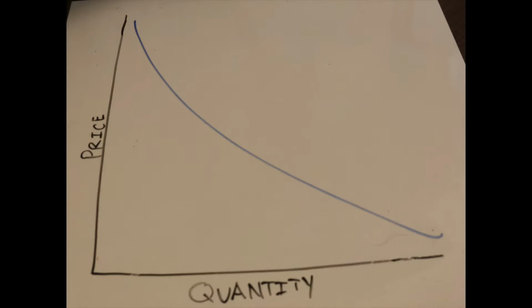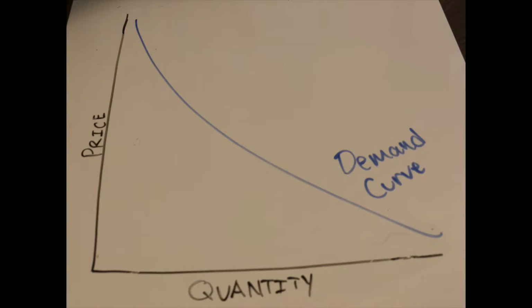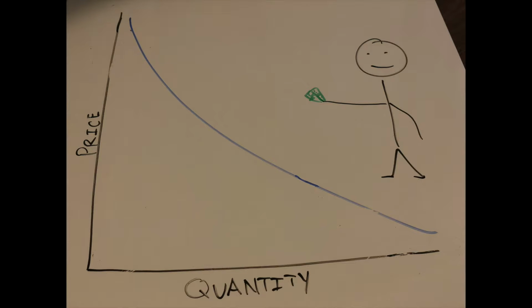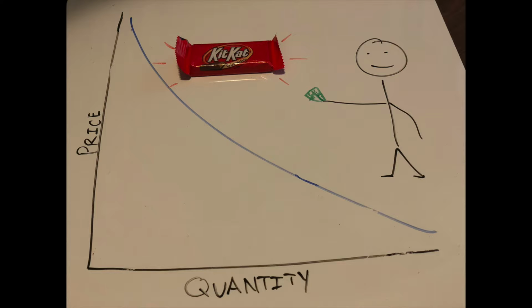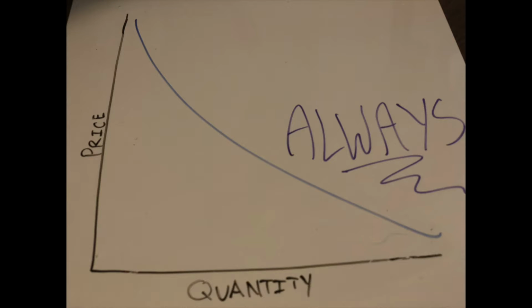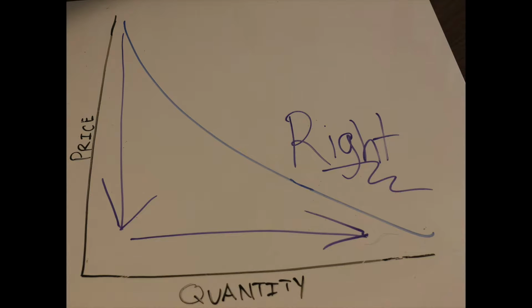This blue line on the graph represents the Kit Kat market's demand. This continuous line is called the demand curve. Demand and demand curves calculate consumers' demand or willingness to pay for a good or service at different given price points. A market's demand curve will always slope down and to the right because as the price of a good increases, the amount purchased by consumers will decrease.